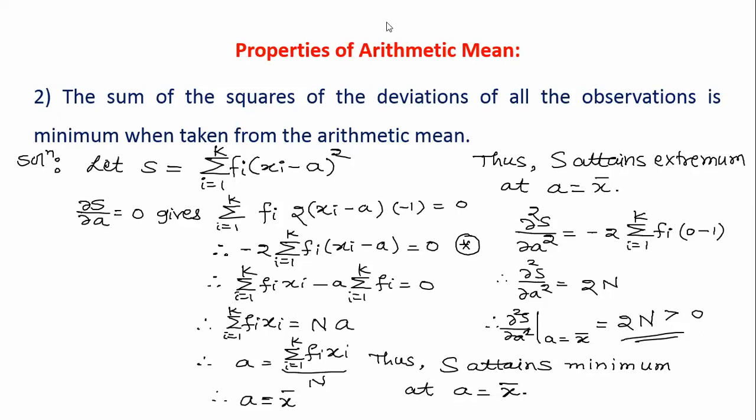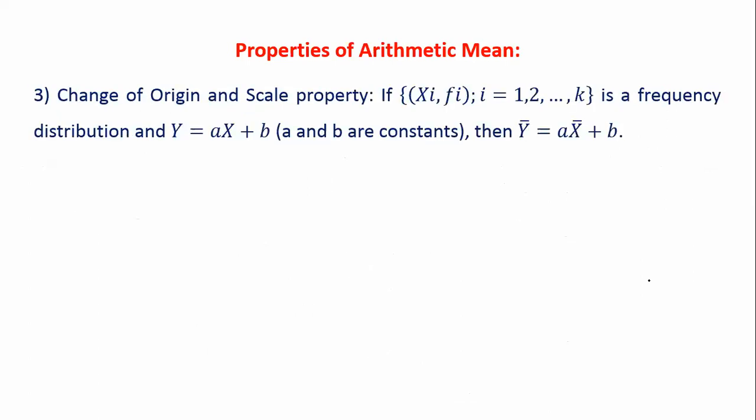So let us move further. Yes, we discussed one problem yesterday. In that we discussed the property of change of origin and scale, and without that and with that, we found the arithmetic mean for that data. And let us try to understand the formula that we made use of: change of origin and scale properties.